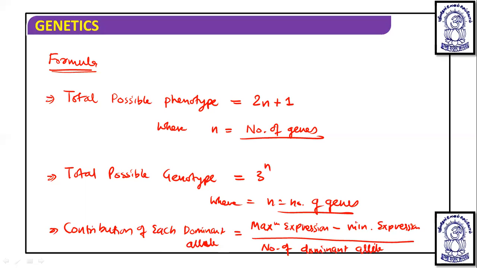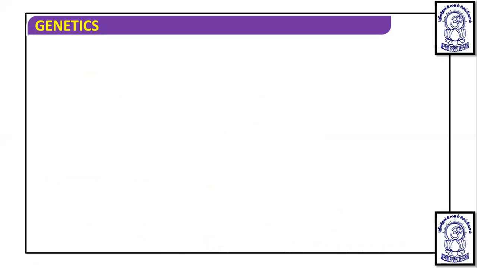So how to use all these formulas, mainly the third one, to understand that we have to take some examples, or we have to make some questions regarding polygenic inheritance, then only we can find out how to use that third formula. So for that, let's discuss some questions.